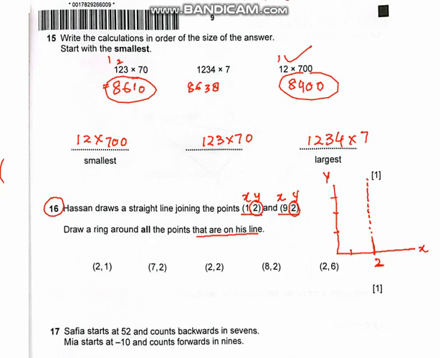Sorry, it is y that is not going to change. For example, it is 2. So this line is a permanent line. So your x can vary. Your x can be 1, 2, 3, 4, 5, 6, 7, 8. It can vary. But your y must only be 2.